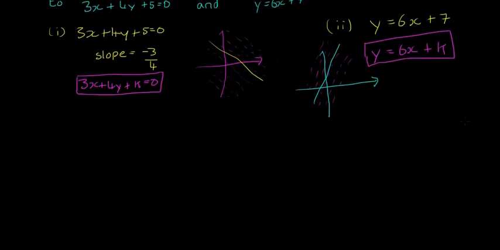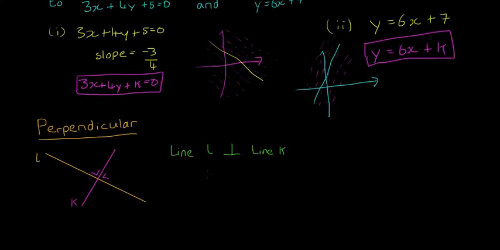So now we're going to look at perpendicular lines. Here we have our orange line L and our purple line K. They're perpendicular to each other. The symbol for that is you'd say line L, and then this symbol here means perpendicular to line K. So again, I'll just write that.